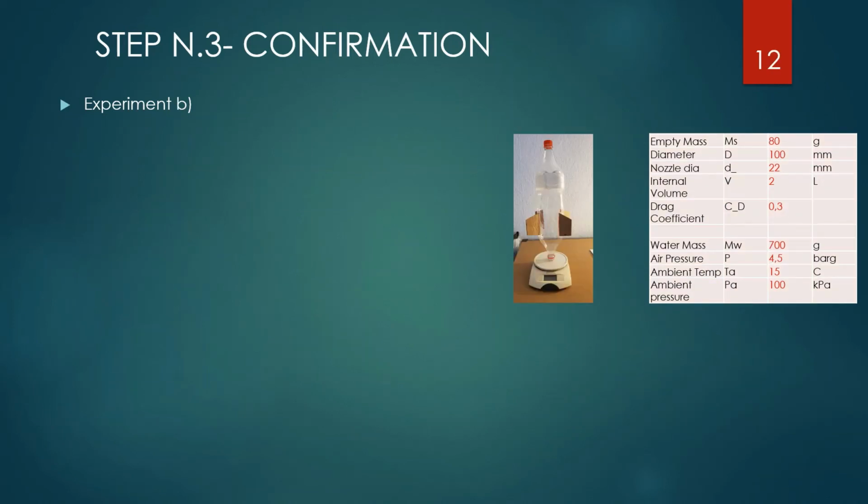Repeating the simulation for the experiment B, we input here also all the requested parameters, and as a drag coefficient we put a lower value because of a better aerodynamic shape here. So let's assume 0.3.